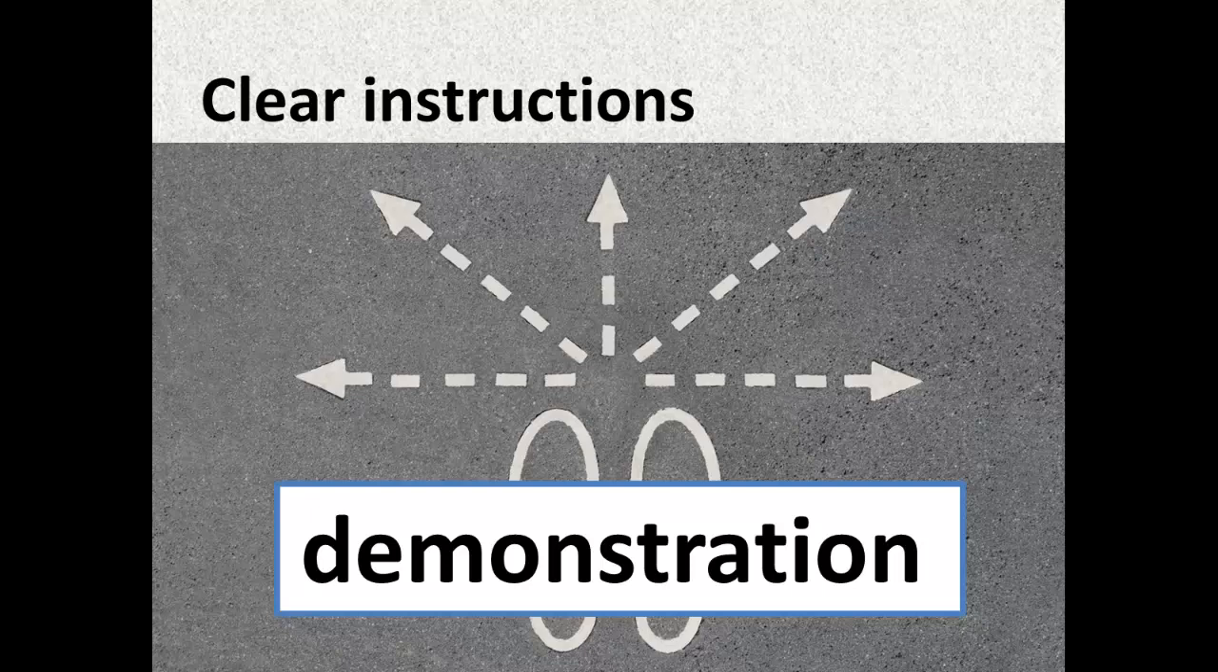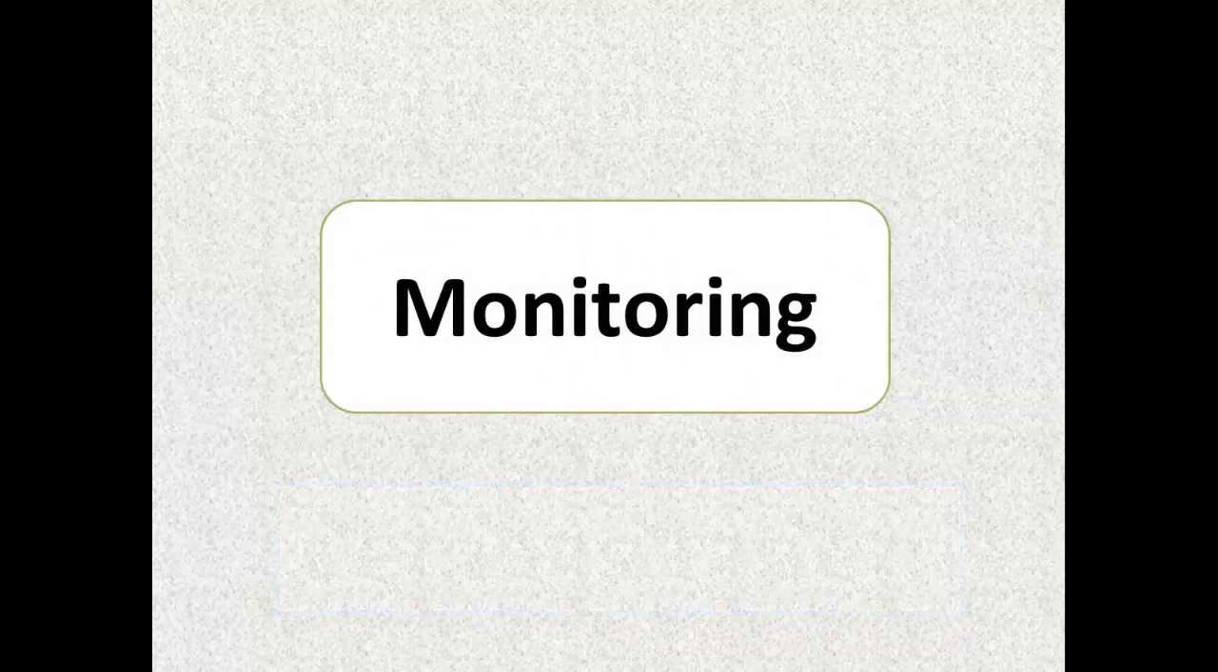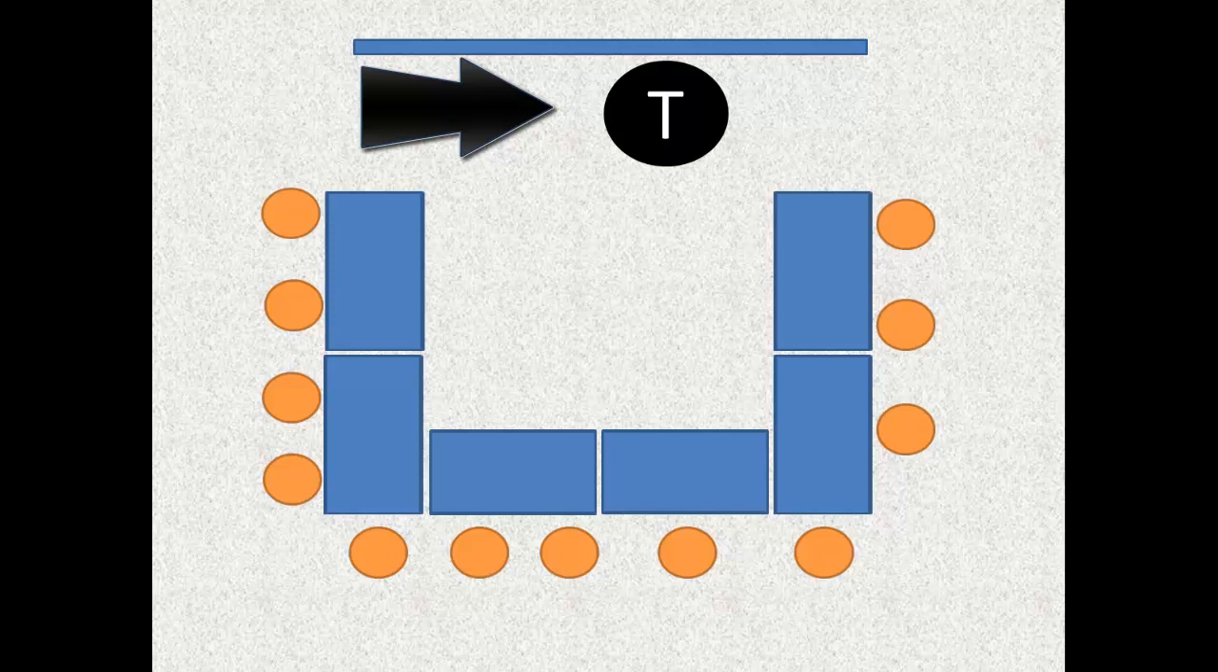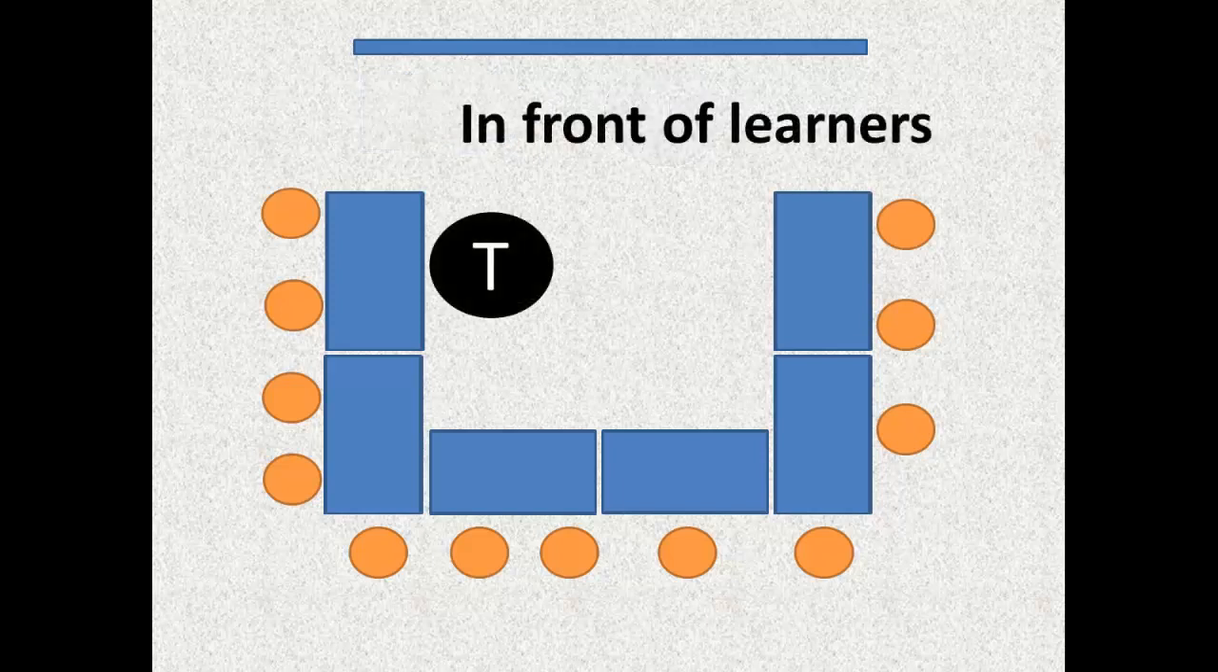So you've started up your activity and your learners are working. The next thing to think about is monitoring. What are you going to be doing while they're working? Now, in your classroom, if this is your class and there's you, then there are different ways that you can monitor, different places that you can monitor. This might be one place, so to come in front of learners and listen to them in groups or whatever as you're going around.